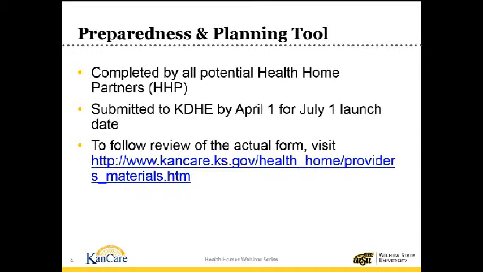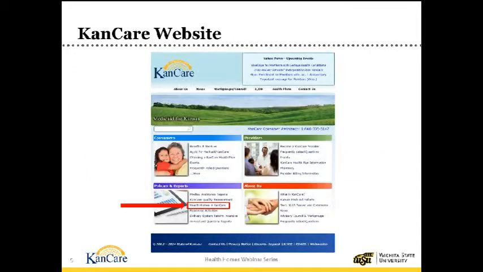Now, you can become a health home partner at any time. Many of you will probably not be quite ready by July 1st, and that's just fine. But keep these dates in mind. If you are shooting for July 1st, try to get it to me by April 1st so that we can give you full consideration. The third bullet point I'd like to draw your attention to is how you can actually access the tool online. So let's go to the next slide, please.